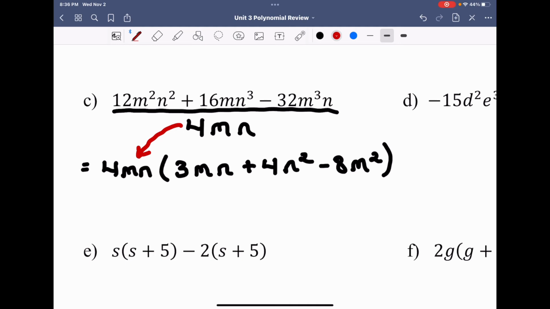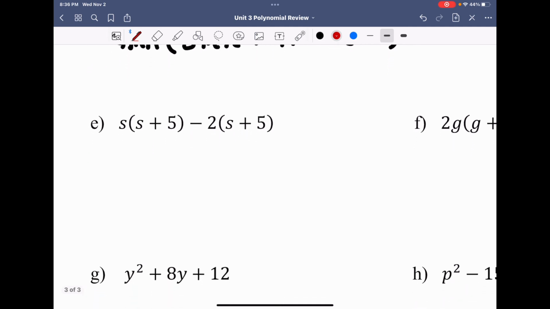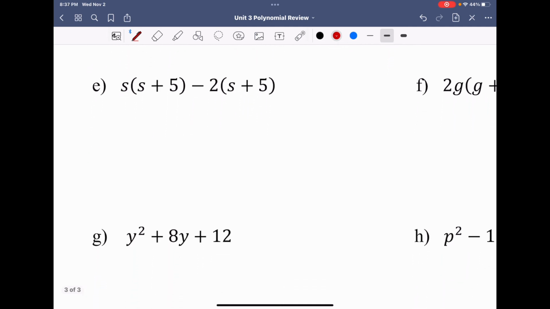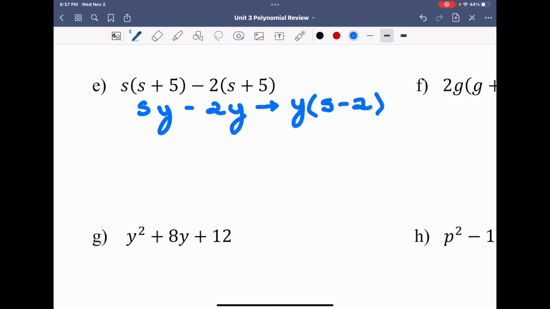All right, now if I move on to E here, remember, if we look at a greatest common factor, it doesn't always have to be just a monomial. In this case, what is the common binomial that both of these terms share? It is the s plus 5. Here's a parallel way to see it. I could write this as sy minus 2y. And most of you would tell me correctly that if I remove a y out front, this is the greatest common factor. What am I left with? S minus 2. So this is no different.